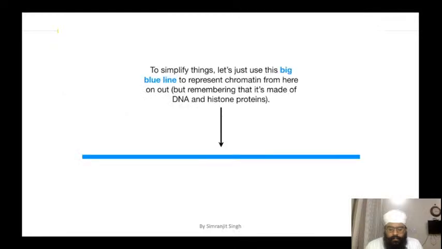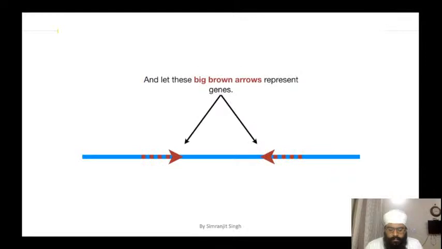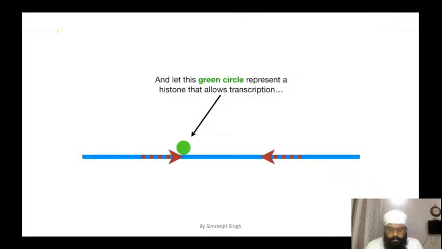To simplify things, let's just use this big blue line to represent chromatin from here on out, but remembering that it's made of DNA and histone proteins. And let these big brown arrows represent genes. And let this green circle represent a histone that allows transcription. And let this red stop sign represent a histone that represses transcription.